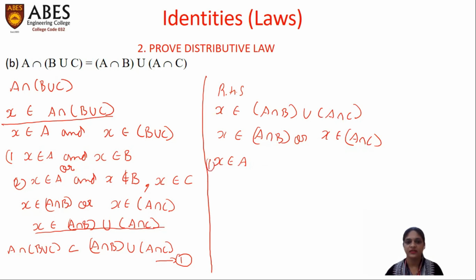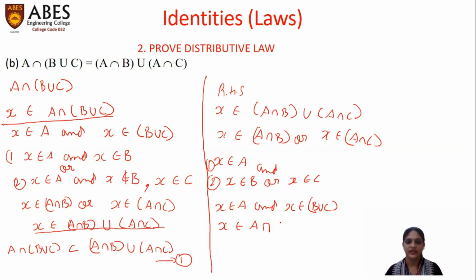The first possibility is this: X definitely belongs to A. Then the second possibility is X either belongs to B or it belongs to C. This property must be there. So from these properties, X belongs to A is a definite thing, and this must be there. By these two possibilities, we can write this as X belongs to A and X belongs to B union C. And we can write this as X belongs to A intersection B union C.